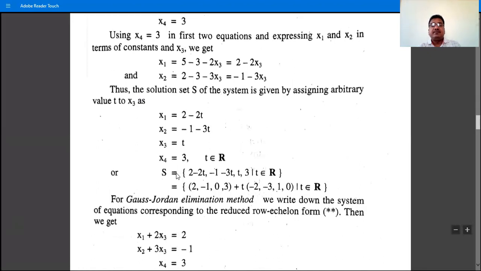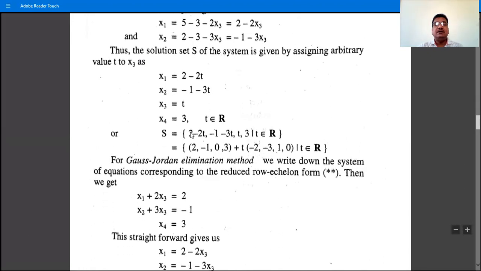x2, x3, and then we can write the solution in the form of a set. First write curly bracket such that t belongs to R, and then in round bracket 2 minus 2t as x1, comma, x2 as minus 1 minus 3t, comma, x3 as t, and x4 as 3.